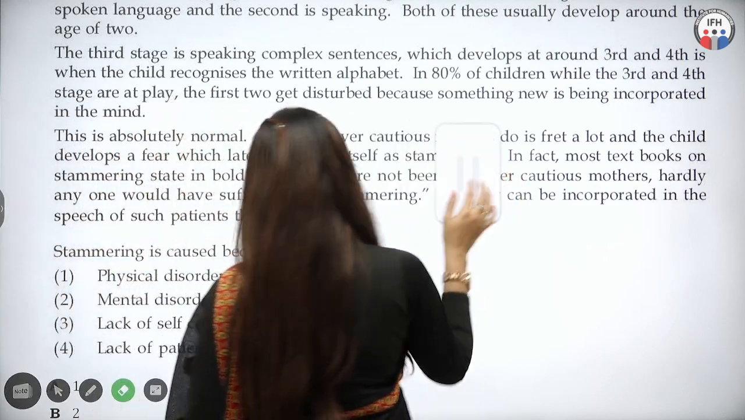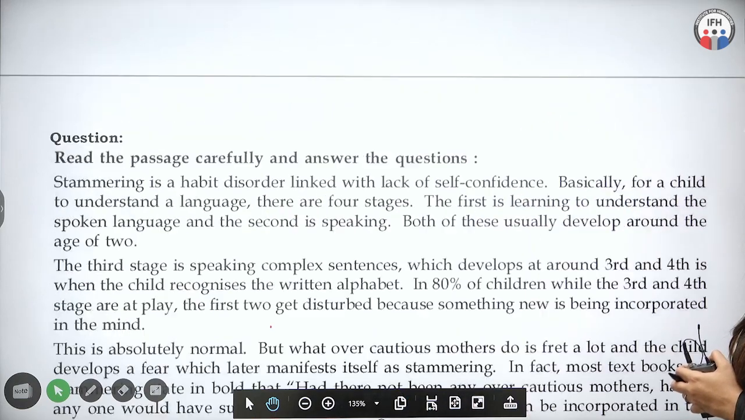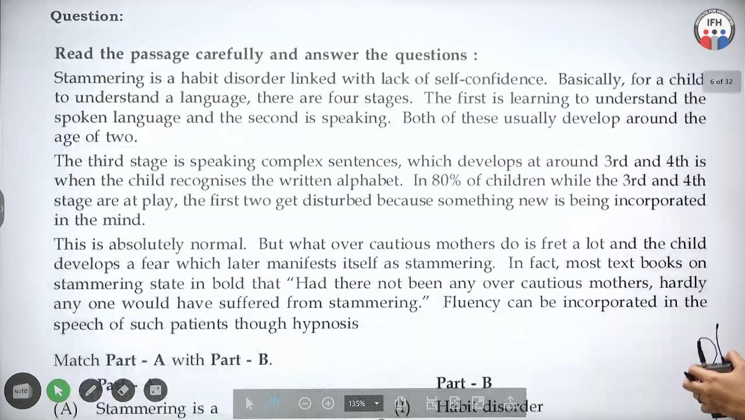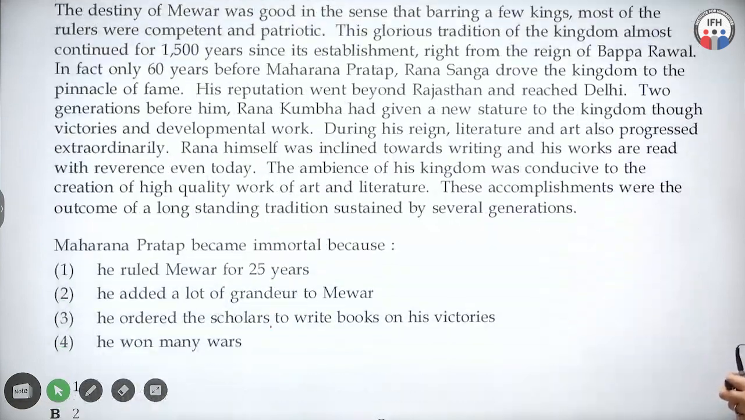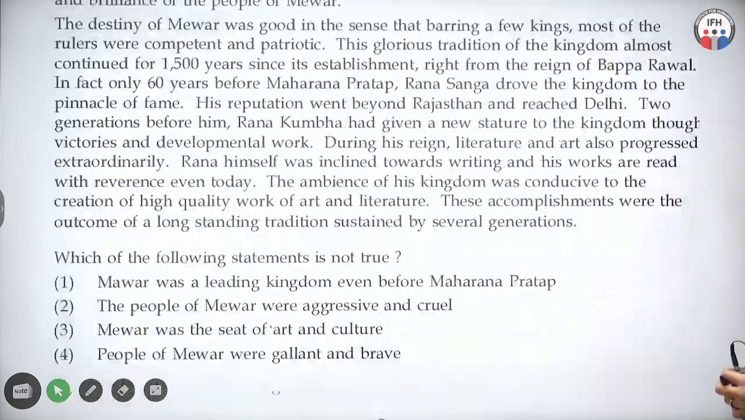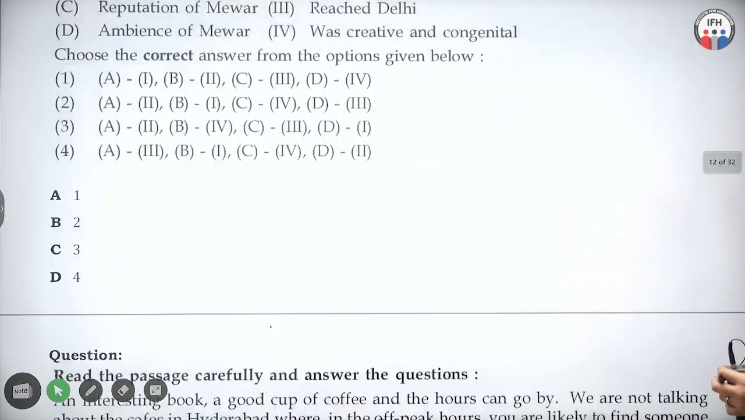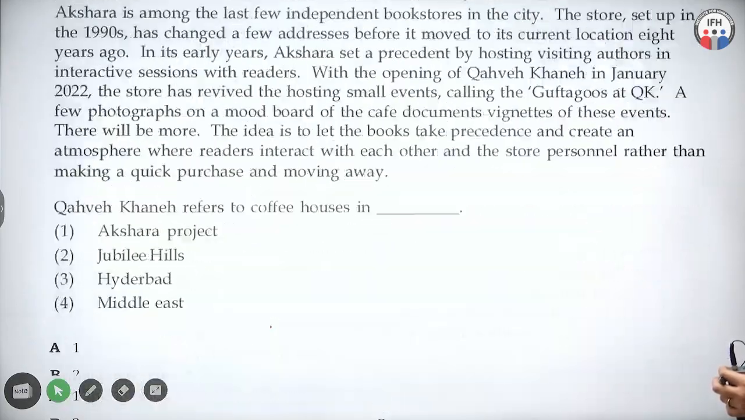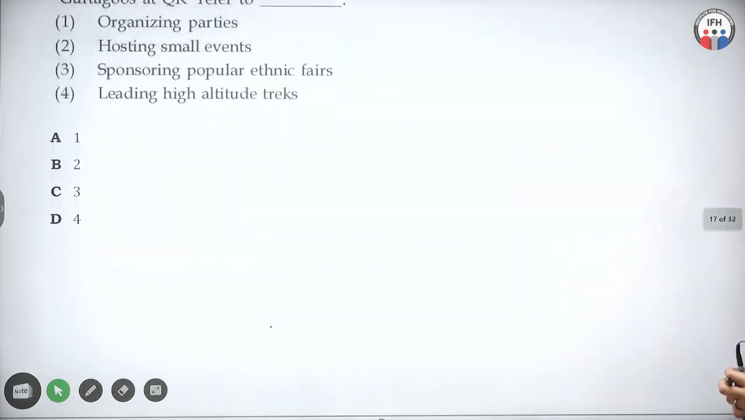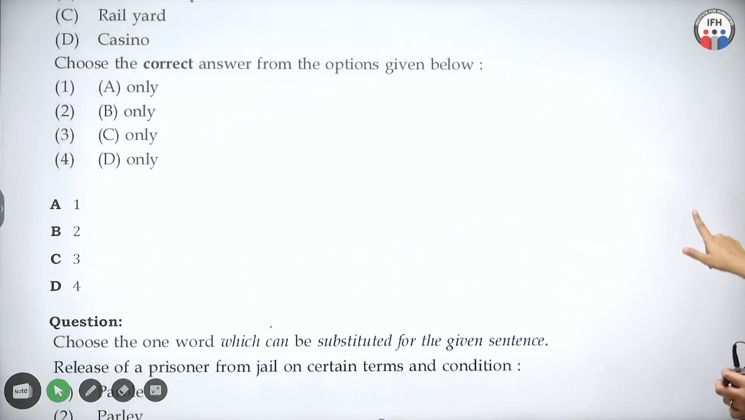Now you will see a lot of questions other than RC. Stammering, a lot of four or five questions are there from the same passage, right? We are not dealing with all the passages or all the questions right now because we are just analyzing what is there in the question paper. You will get three to four passages in one question paper, or maybe sometimes more than that.